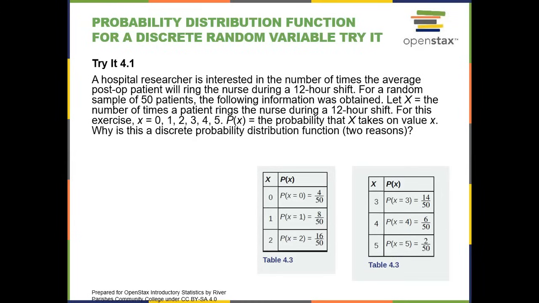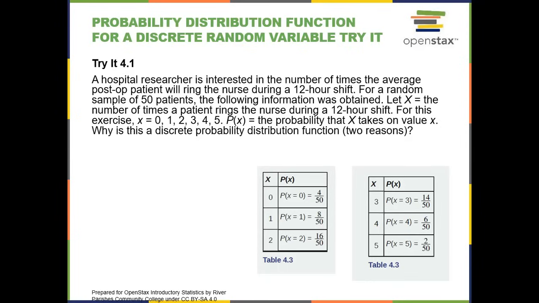So you continue. X can take any value of 0, 1, 2, 3, 4, 5. In the first table, you have 0 to 2. In the second table, first column, you have 3 to 5. So all the individual probabilities are listed. If you add all the individual probabilities, you get 4 plus 8, 12. 12 plus 16 is 28. I'm reading from table 4.3 on the left.